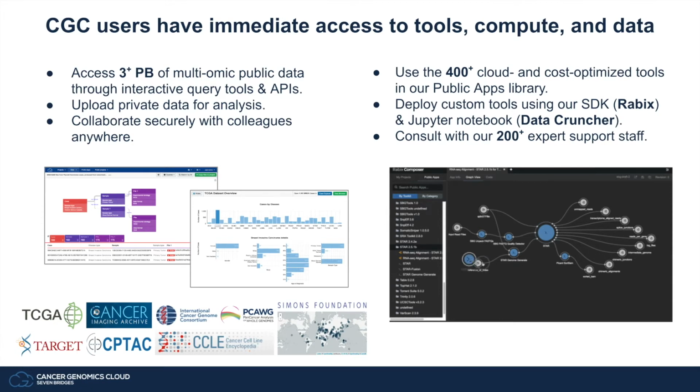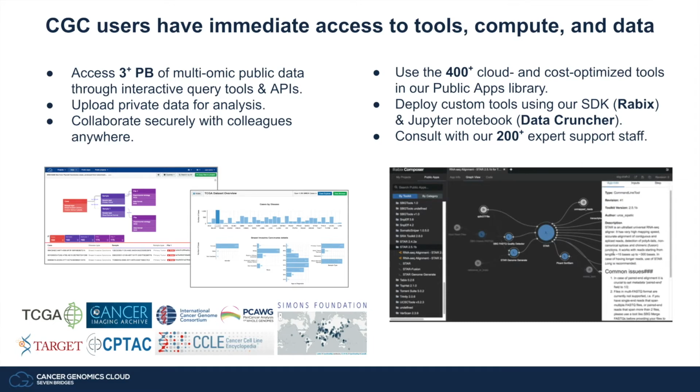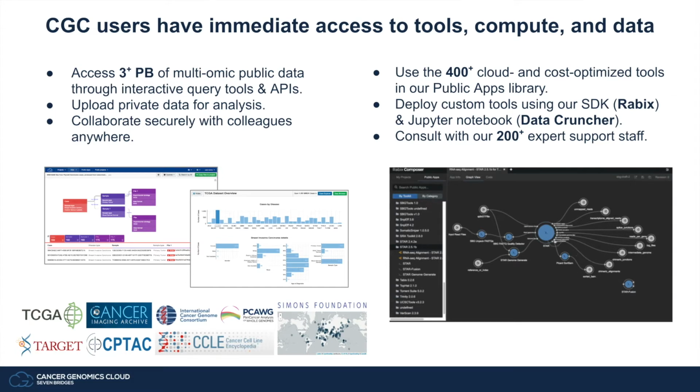You don't have to pull in pre-made tools. You can bring in your own. You can bring in a machine learning algorithm to do dimensionality reduction on the output if you like. On the left side of the slide is looking into some of the data sets that are available in the CGC. Importantly, it's not just these data sets, but you can also bring up your own private data. And as I mentioned in the prior slide, you can collaborate with colleagues anywhere.